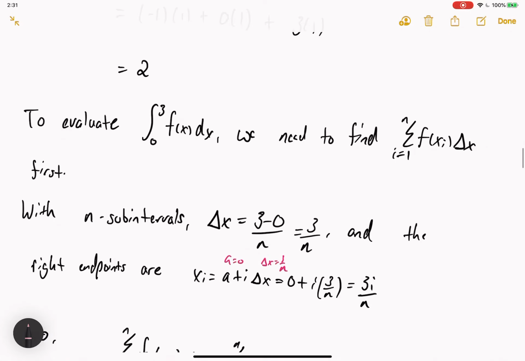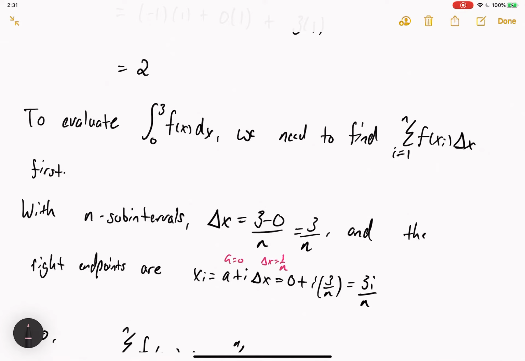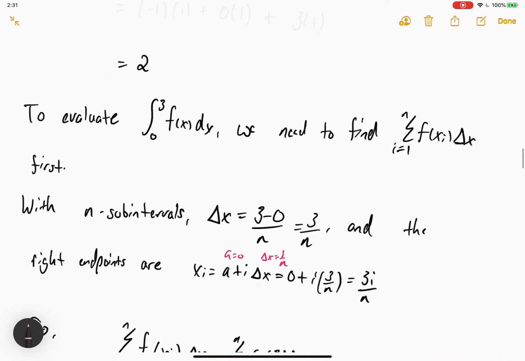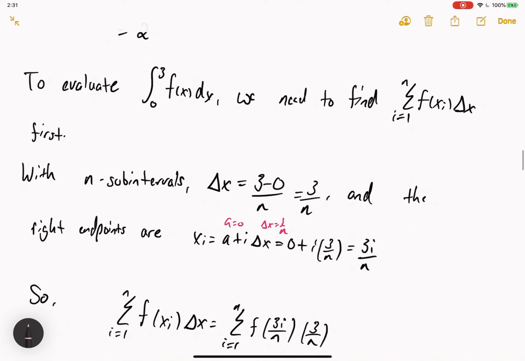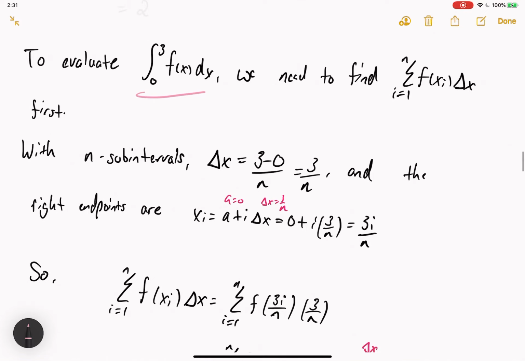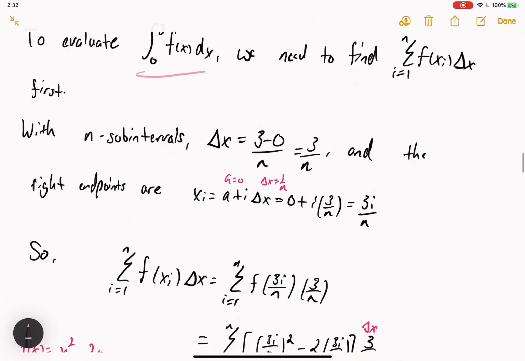So far, that's an approximation. We don't know necessarily how good it is yet, but we can figure it out, because we can actually figure out what this limit is. So let's just say we need to evaluate the definite integral, the integral from 0 to 3 of f of x dx. So we need to find the Riemann sum from i equals 1 to n of f of xi delta x, but we're still going to use the right endpoints, because it doesn't matter, we're just going to choose the right endpoints to make it easy.